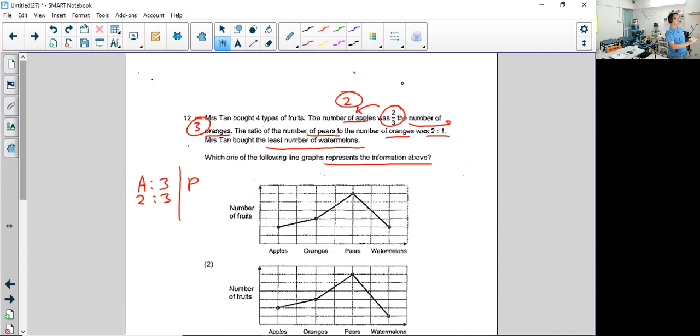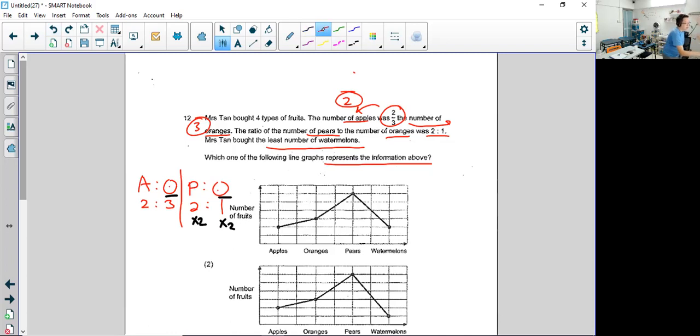Okay, let me just write nicely. So apples to oranges, you have 2:3, and then you have the pears to oranges, which is 2:1. So what do you see? You can see that the oranges are the same. So you will have to make the number equal.